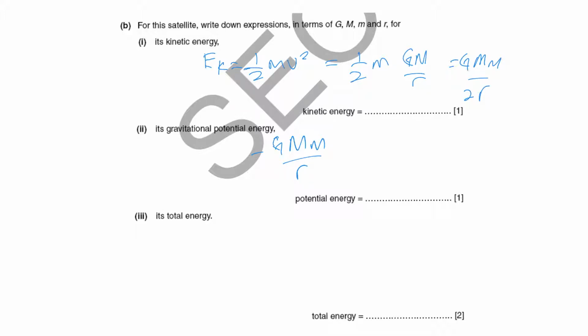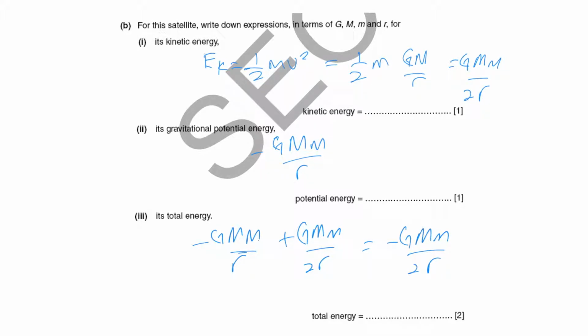So after that, to find the total energy, you add up both. So you notice that you get negative GM over r plus GM over 2r. So if you were to factorize the 2r, then you will get negative GM over 2r. Alright, so that is your total energy.